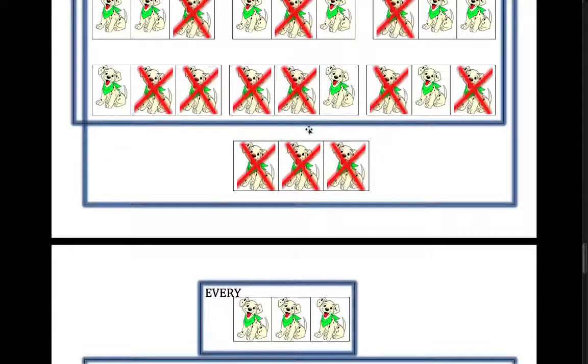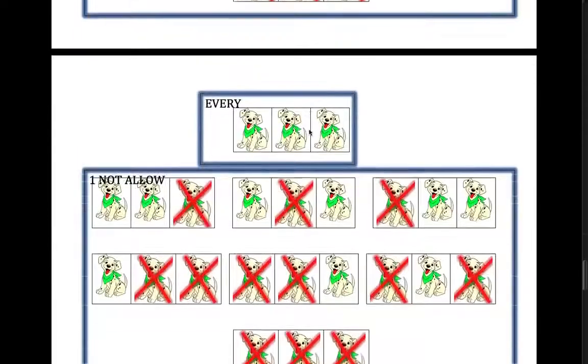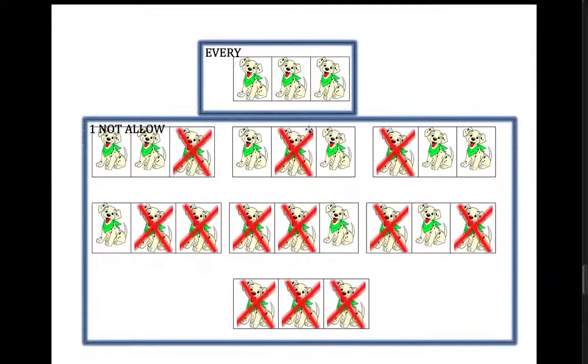Okay, so now let's talk about some opposites. So I'm going to talk crucially about every and one not allow, which we determined were opposites. So the sentences, every beach allows dogs and at least one beach doesn't allow dogs are opposites of each other. So what does that look like graphically? Well, for things to be opposites, they can't be true at the same time. So that means they can't overlap.